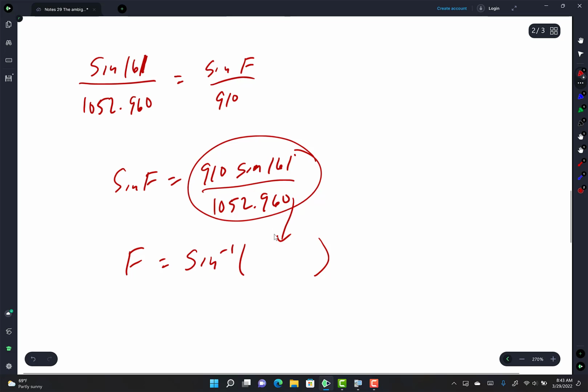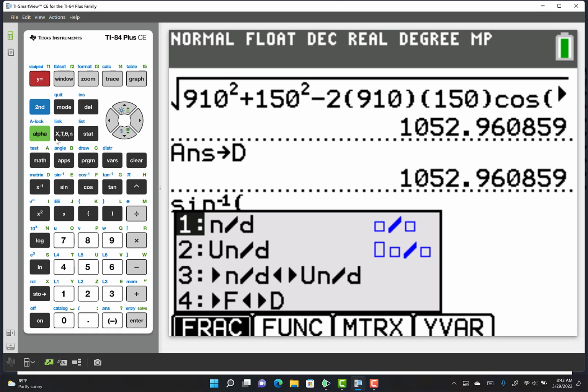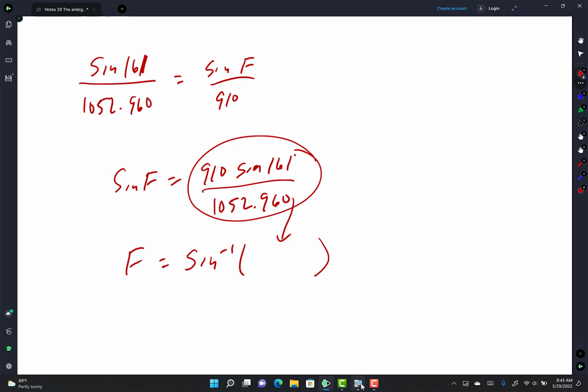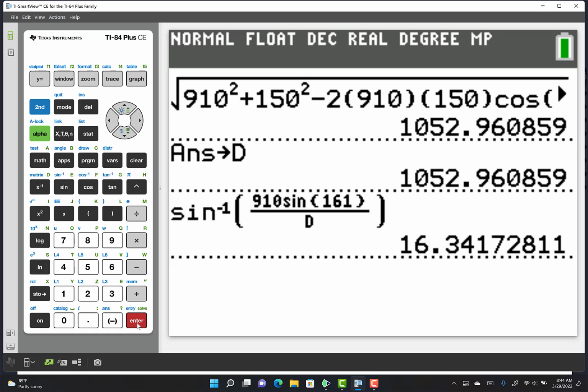So here we go. I take my calculator. I go arc sine. I push a little alpha thing, push the little fraction, and I'm going to type that fraction in. And I already forgot it. 910 sine 161 divided by d, alpha d. And here we go. Enter. 16.341.